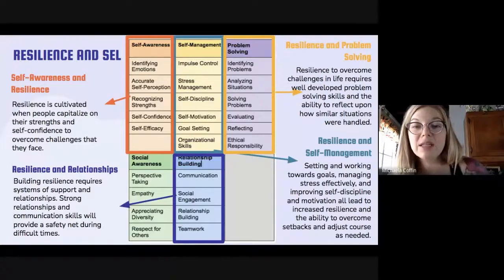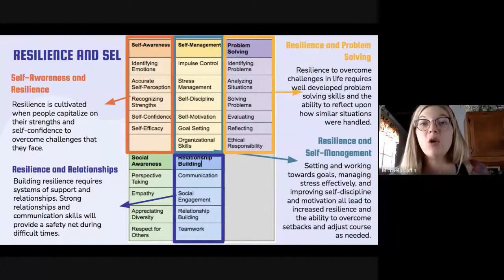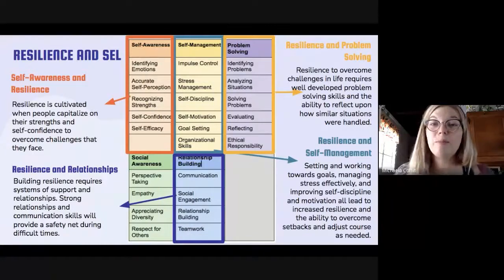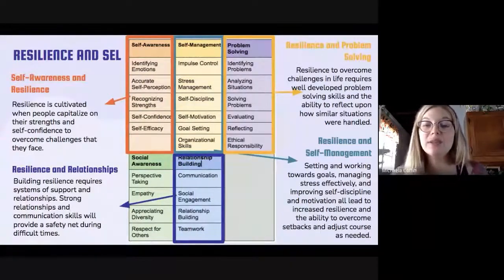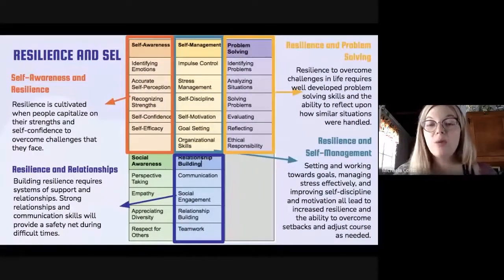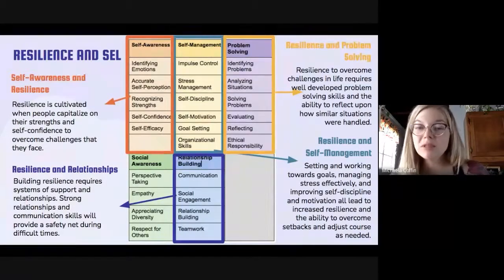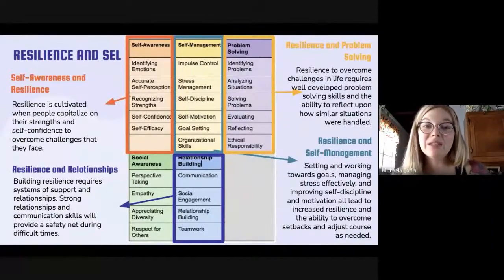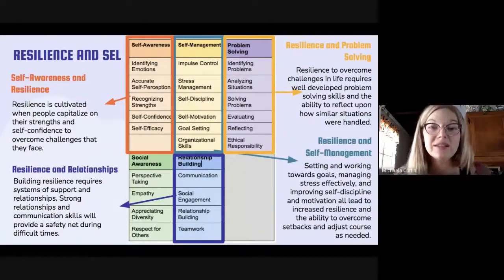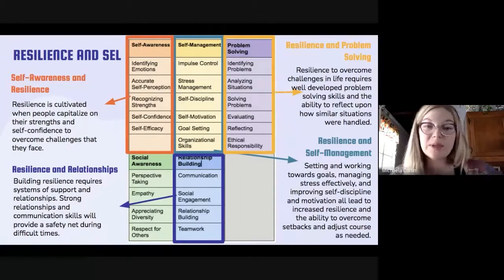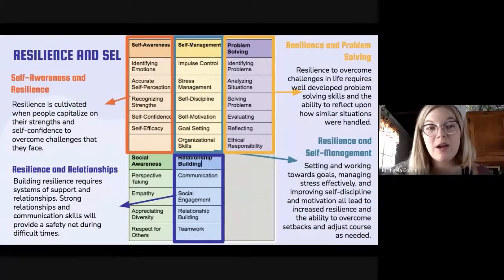And then finally, resilience and self management. Goal setting is a huge part of being resilient. So, setting a goal, working towards it, whether it's to overcome something or to just get out of a place that you don't really care to be in. And that takes self discipline and stress management and a little bit there of self motivation as well. So, chances are, if you're working on any of these aspects with your class, whether explicitly or implicitly, you are already helping to build up their resilience.